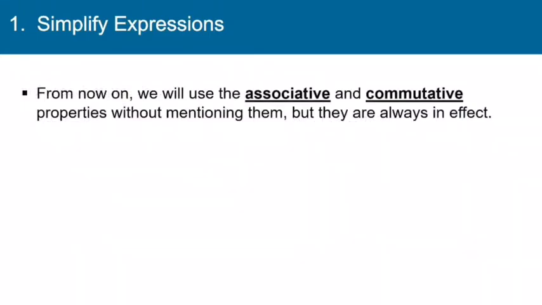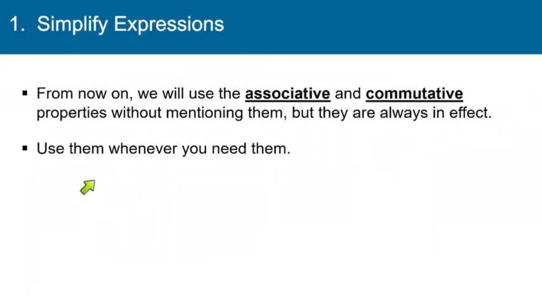Now remember on the last slide in a couple of the examples, I wrote out the step where we changed the order of the terms so that we could see that they needed to be combined. However, from now on, we'll use the associative and commutative properties without mentioning them. They're always in effect, but from now on, we'll just skip over them and basically take them for granted. So use them whenever you need them, but we just won't actually write out that step anymore.